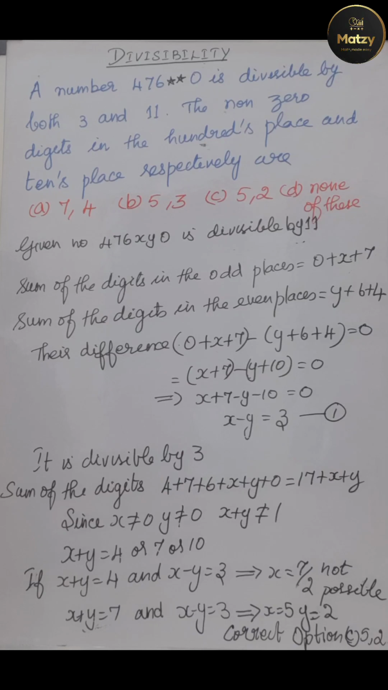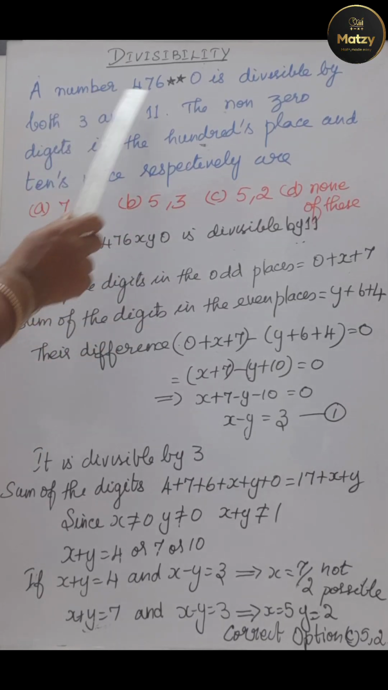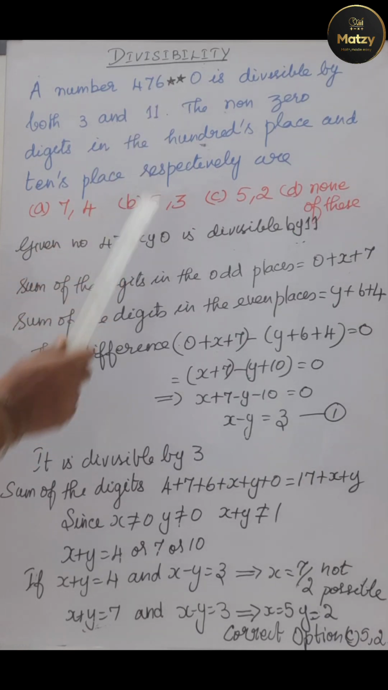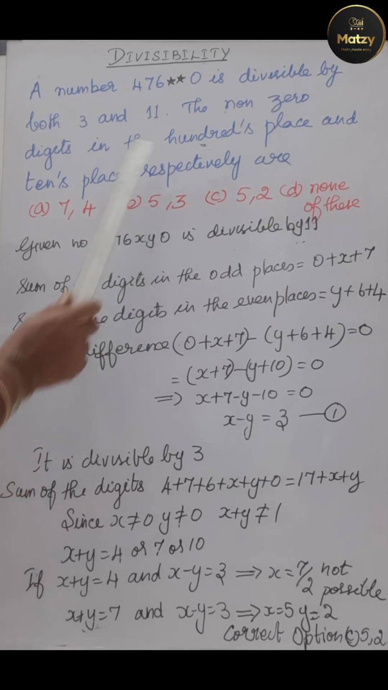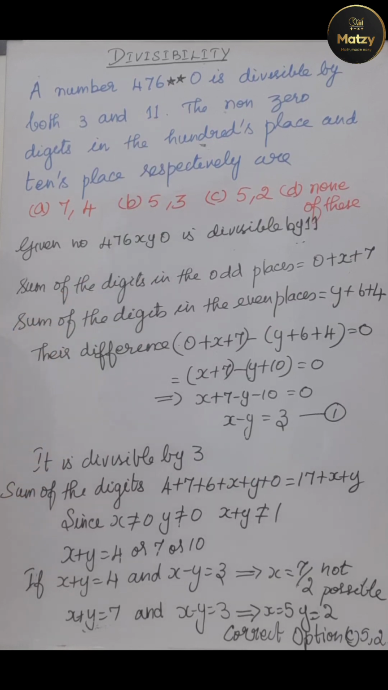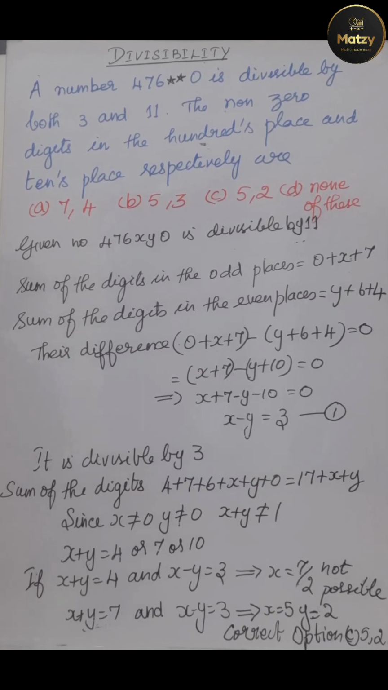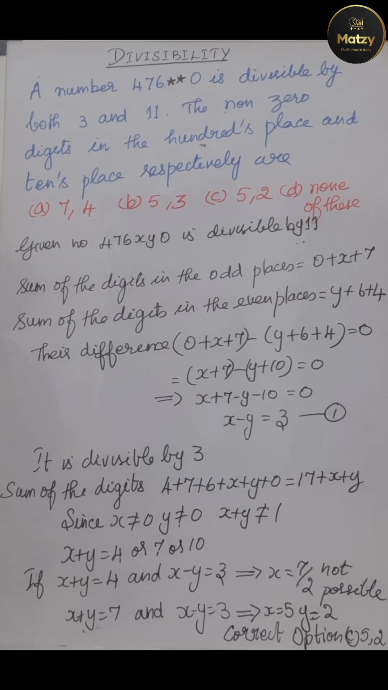In this problem, the given number is divisible by 11. I am taking the number as 476xy0. In the 100th place I am writing x, in the 10th place I am writing y. What is the divisibility condition for 11? The difference between the sum of the digits in the odd places and the sum of the digits in the even places should be equal to 0 or a multiple of 11. Then the whole number is divisible by 11.